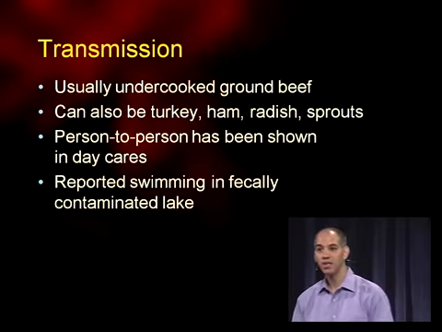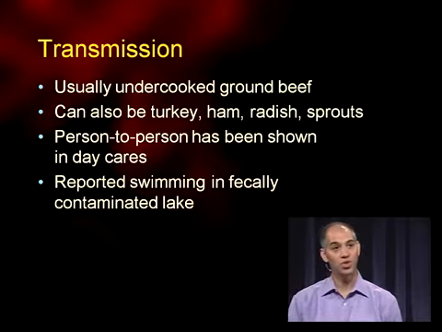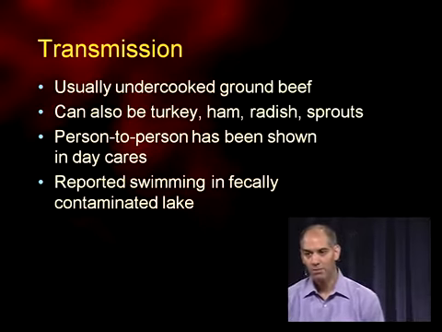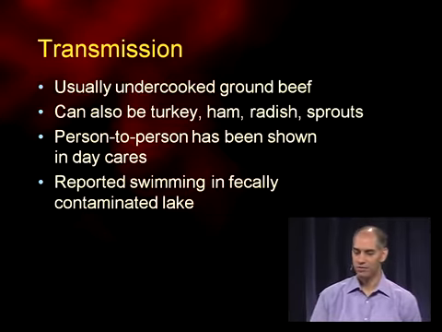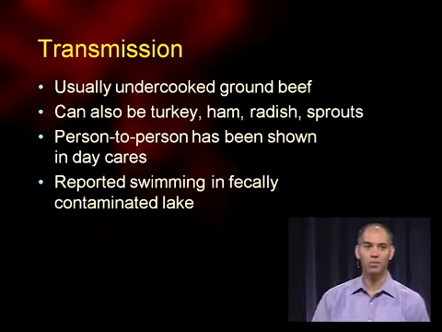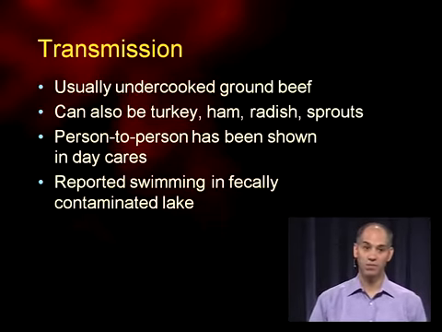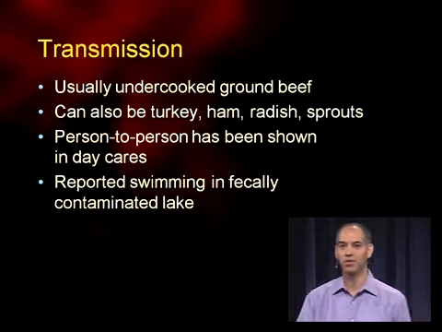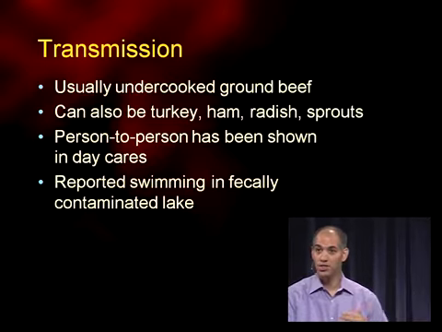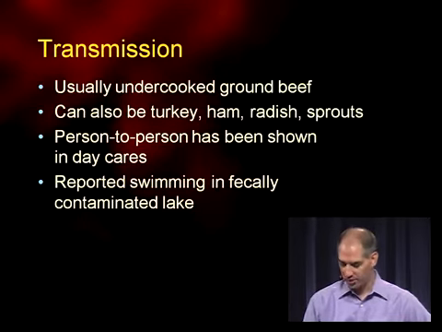The transmission of E. coli 0157H7 is usually from undercooked ground beef, but beef gets a bad name. It can also be from turkey, from ham, from radishes or sprouts. Actually, the Taco Bell outbreak of 2006 was traced back to shredded iceberg lettuce at those Taco Bells. It had nothing to do with meat. You can get person-to-person transmission, and just be careful where you swim. You can get it that way too.